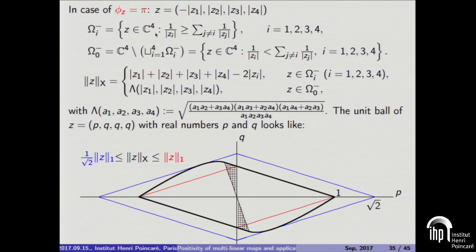For example, if one entry is very small, then it belongs to this part. Then the value of the norm is extended from the Euclidean norm, like here. It's better to look at it like this. We consider these vectors, p, q, q, q. Then this is the shape of the unit ball with respect to the norm we introduced. If one entry is very small, then the unit ball is extended from just the Euclidean norm in this part. In the other part, the norm is determined by this number.